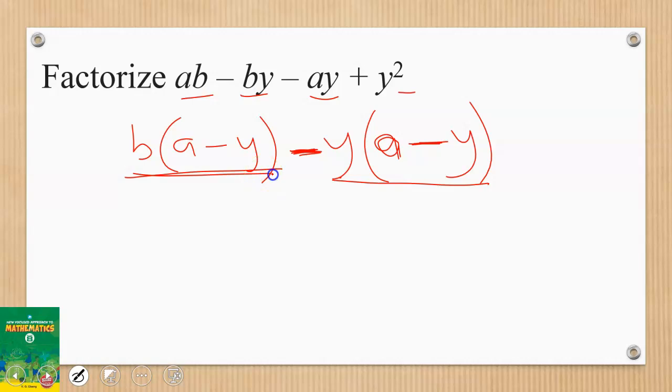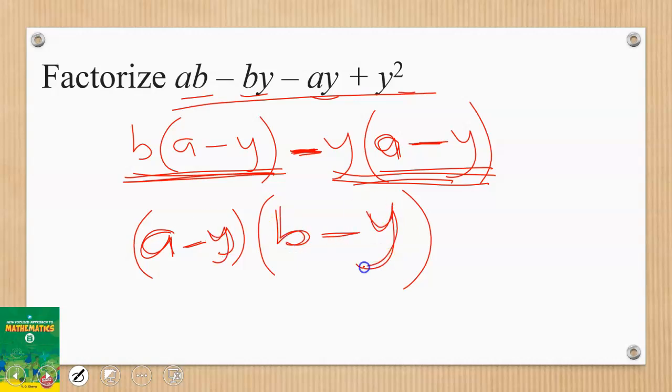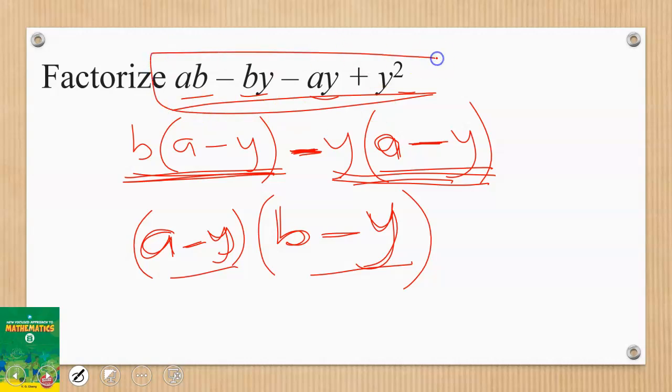Now within these terms, we have a common factor. A minus y and a minus y is a common factor in both terms. So I can bring one of them out, a minus y out. Then when I bring it out, what is left here will be b, then minus, and what is left is y. Then I get this. Now this becomes the factorization, or the final answer, of this expression. So these are the common factors: a minus y, and then b minus y. That means any of these can divide the whole expression without a remainder. Right, let's take another example and see.